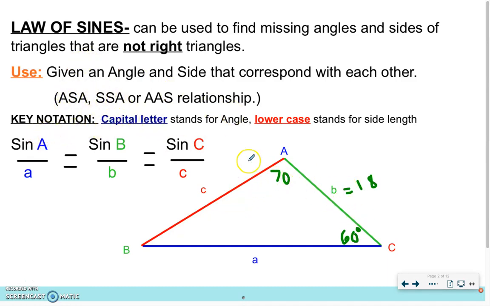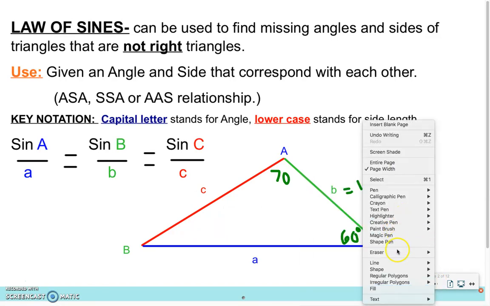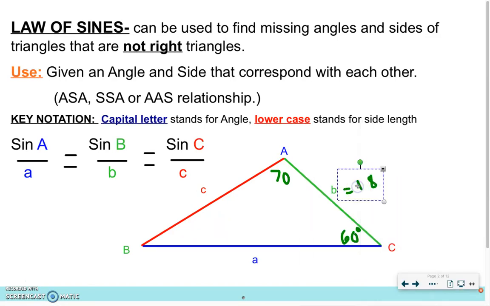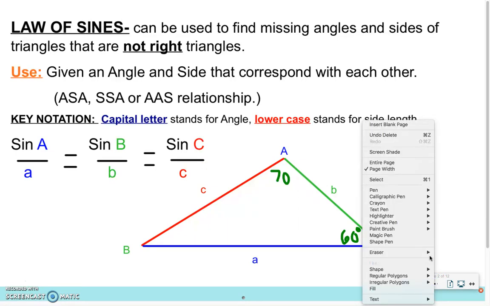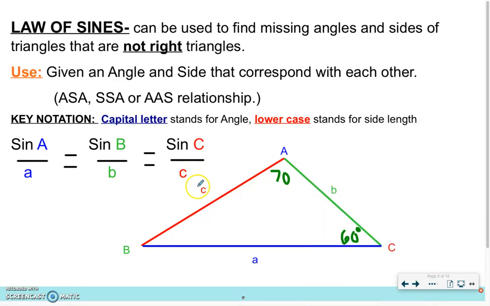If I'm giving you two sides, so if I give you B and I give you A, and I give you an angle that's not in between, not included, we can use the law of sines. Also, if I give you two angles, and the side is over here. So instead of giving you the 18, let's say I give you C is equal to 12 in this case. That's an angle-angle-side relationship, and we can still do that.